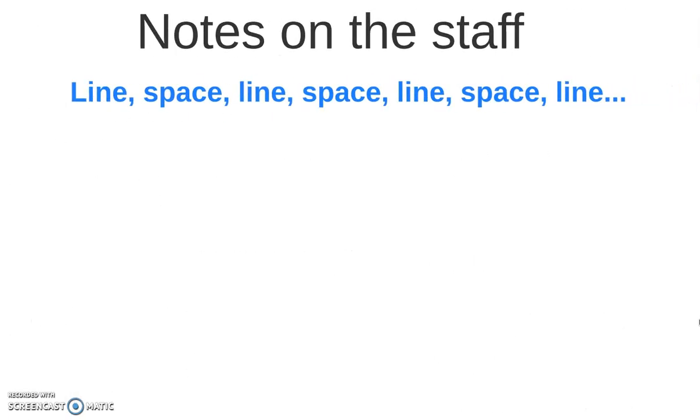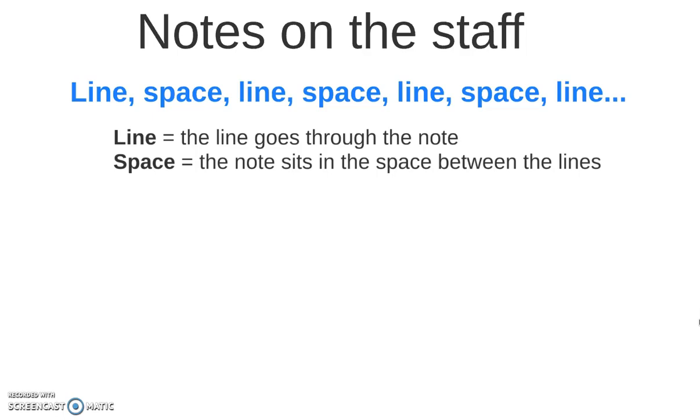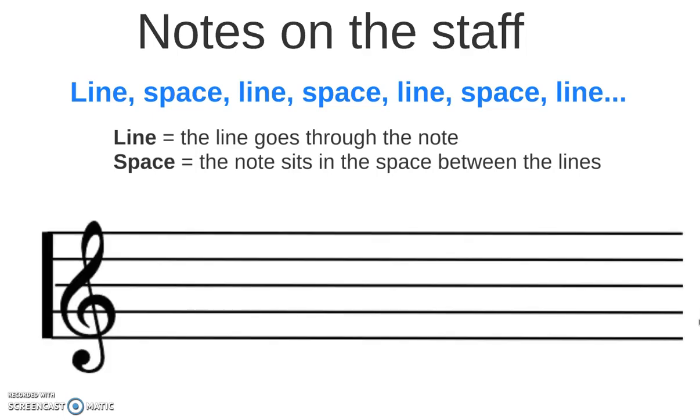Let's look at some notes on the staff. When we draw notes on the staff in order, going up or going down, you'll have a note on a line, then a note on a space, then a line, then a space, then a line, then a space, and on and on. This is what it looks like on the staff.